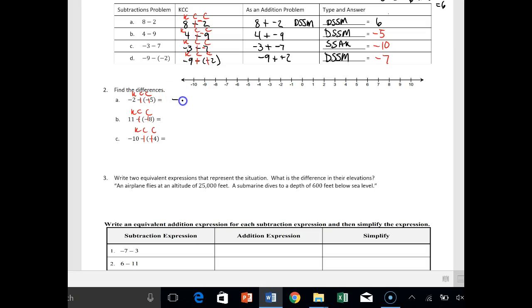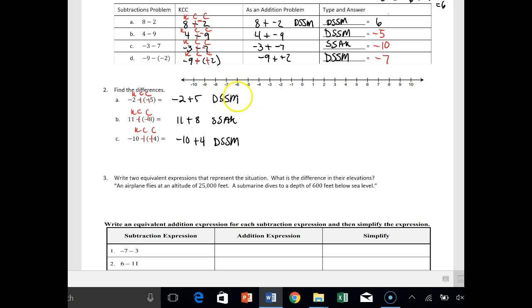So we rewrite this problem as negative 2 plus 5. This problem is 11 plus 8. You could say plus positive 8 if you want. Two plus signs, it's the same thing if you just put one. And negative 10 plus 4. And then you're saying, all right, this is DSSM. This is SSAK. And this is DSSM.